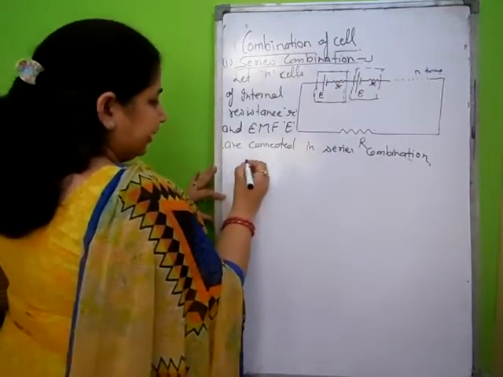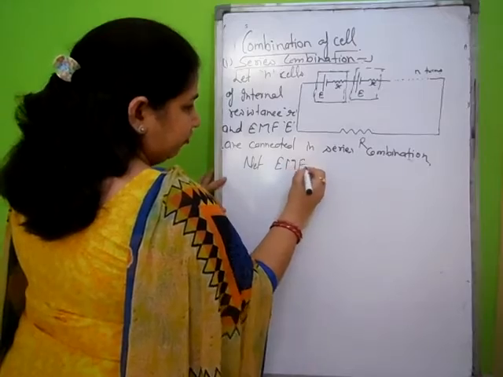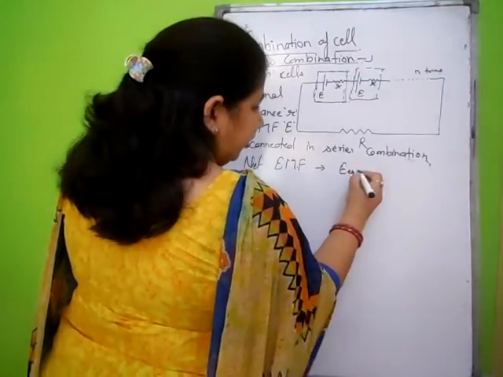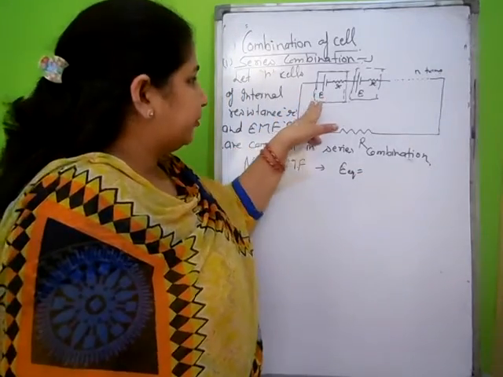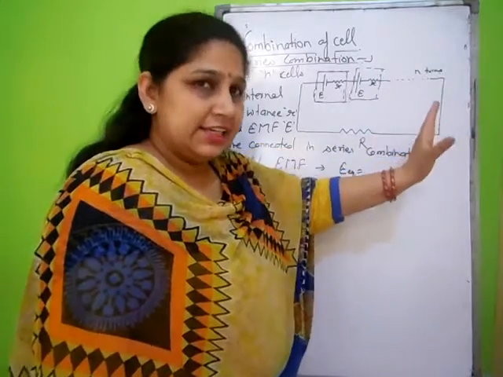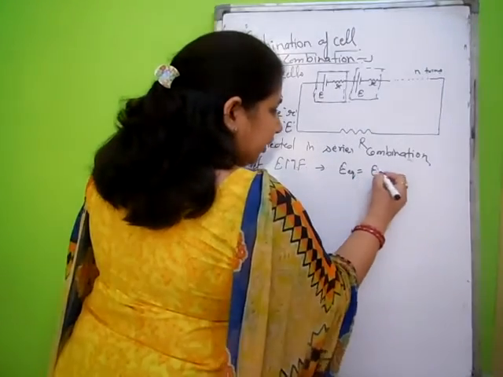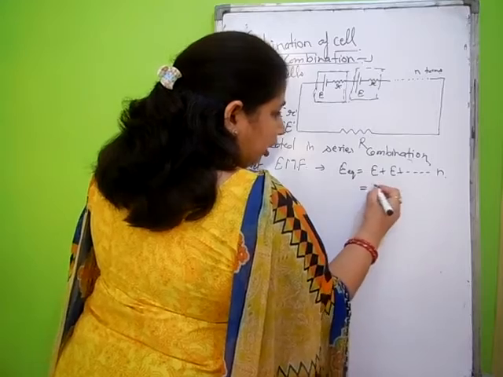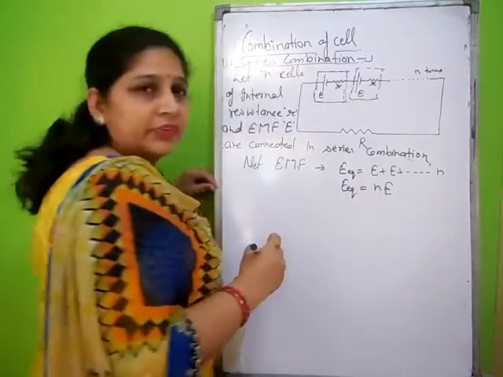Then the net EMF. What about the net EMF? E equivalent. Suppose we have capital E EMF for this cell, capital E for this, and we have n such cells. Then the net EMF will be E plus E up to n terms, or nE. Is it clear or not?